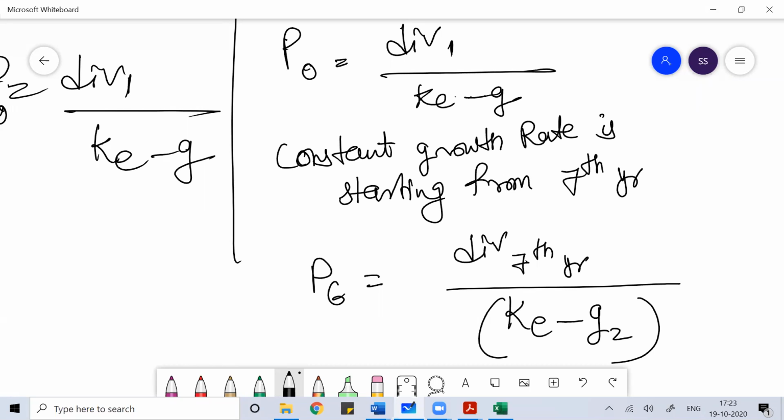So the price for the sixth year is equal to the dividend for the seventh year divided by ke minus g2. Okay, but for solving the problem, we need the present price.